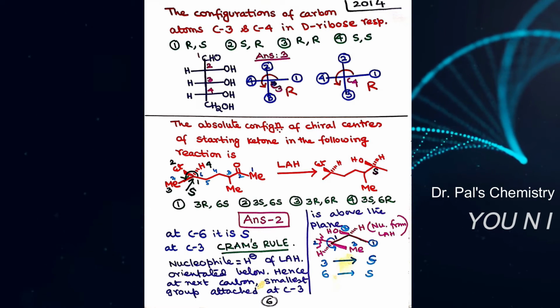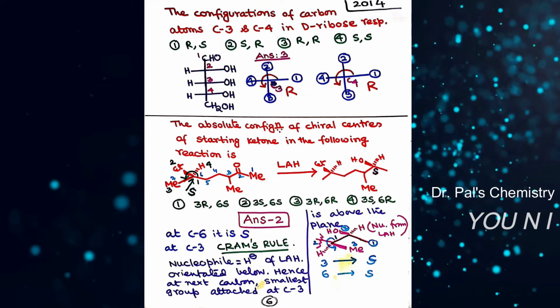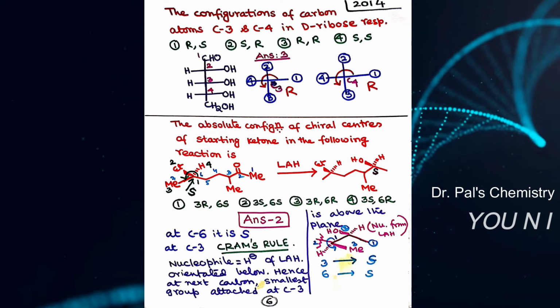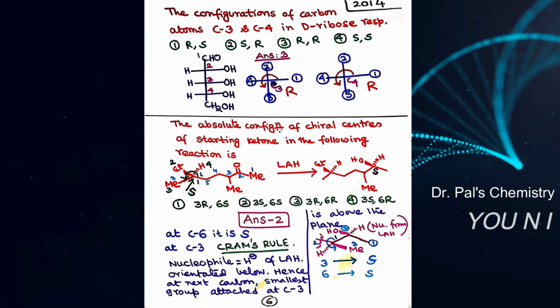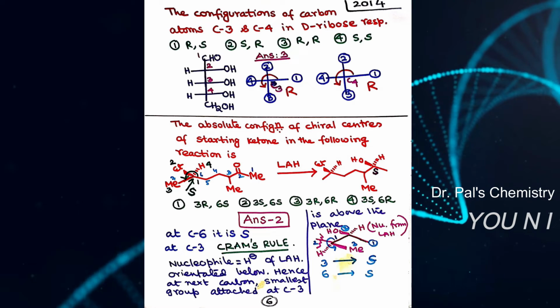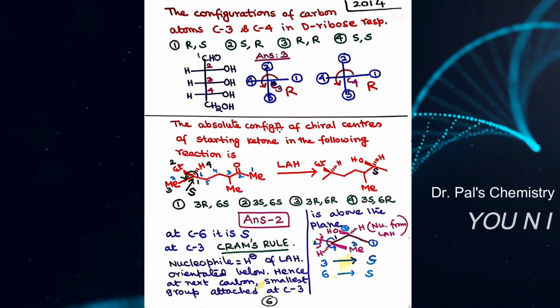If we consider that hydrogen at the third center is below the plane, then the priority is: the C=O is the first priority, the long chain is the second priority, methyl is the third priority, and hydrogen is below the plane. So 1, 2, 3 is anti-clockwise, which means the third center will have the S absolute configuration. So the option will be either 2 or 4.